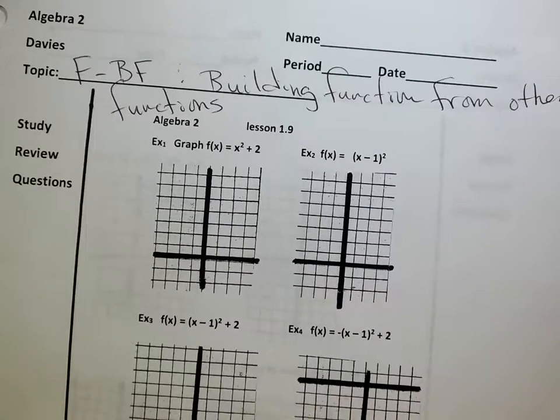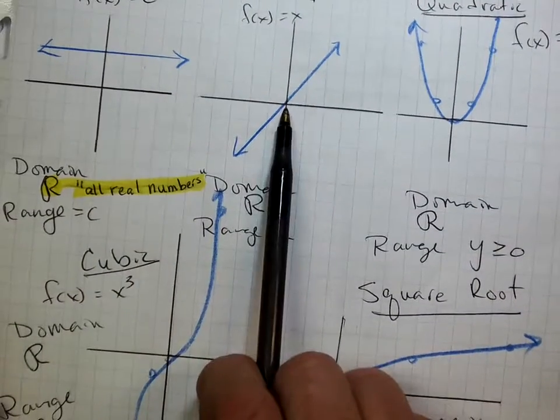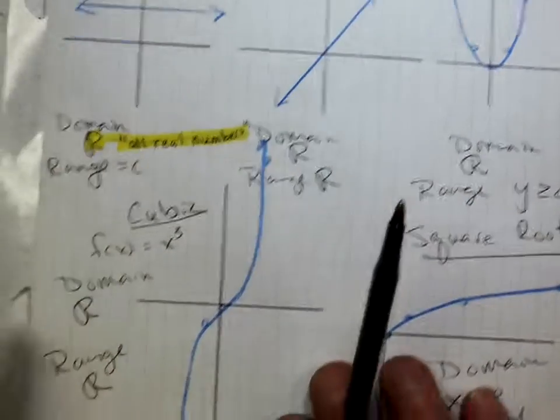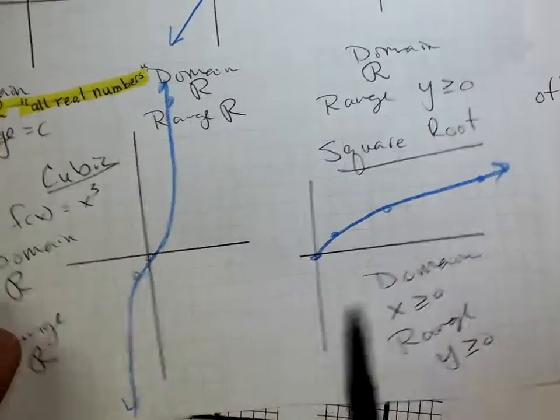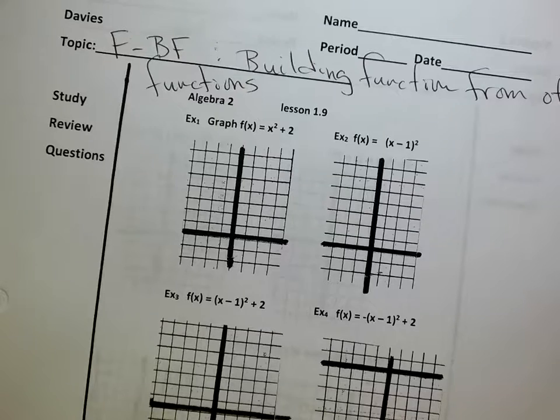One of the things we did is we looked at our parent functions. Our parent functions were our constant, our linear, our quadratic, our cubic, and our square root. These are the functions we did in our reading. Okay, so what I want to do is this.